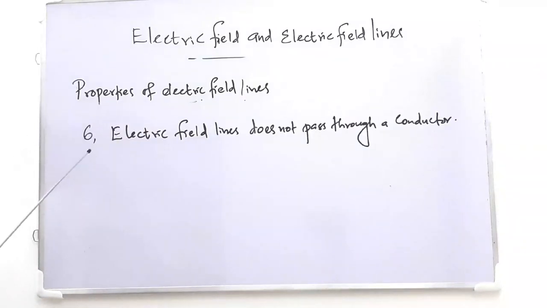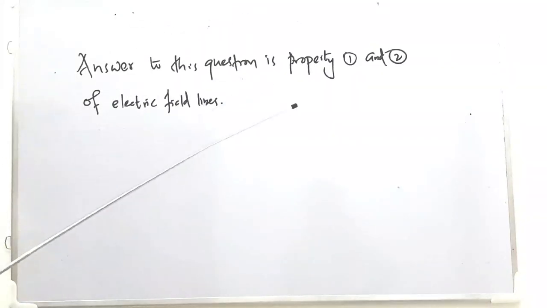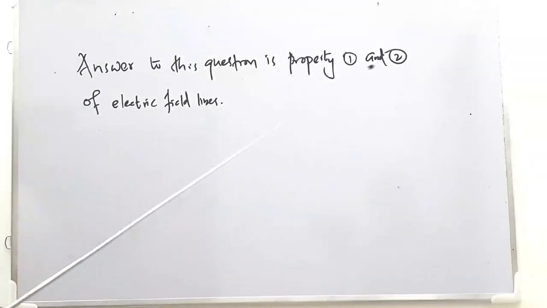Sixth property, electric field line does not pass through a conductor. That means there are no electric field lines inside the conductor, since electric field inside the conductor is 0. Since there is no electric field inside the conductor, there won't be any electric field line through the conductor. So far we have discussed all the theory portion related to this question, and the answer to this question is property 1 and 2 of electric field lines, which we have discussed earlier.